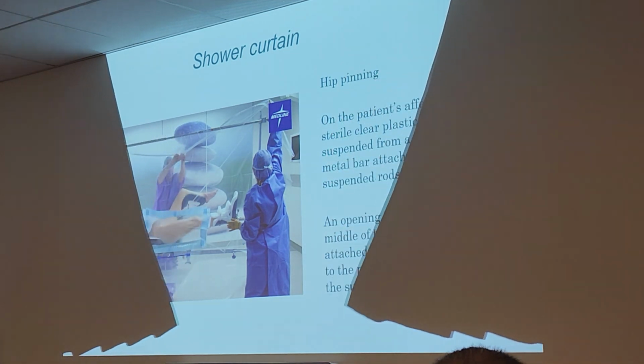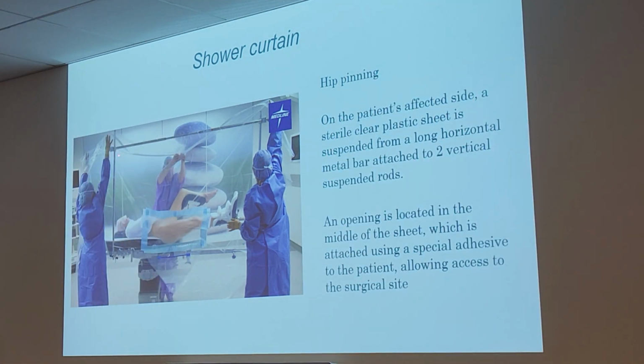Shower curtain. This is another type of sterile drape. It's primarily used in orthopedic cases, especially for what's called hip pinning. So we have 2 vertical rods here, and then a horizontal one, and then the affected side where they will do the surgery is right there. For this procedure, our C-arm typically will not need to be draped because we're only going to go on this side. But going from AP to lateral, they will have a sterile cover on the other side. Okay?